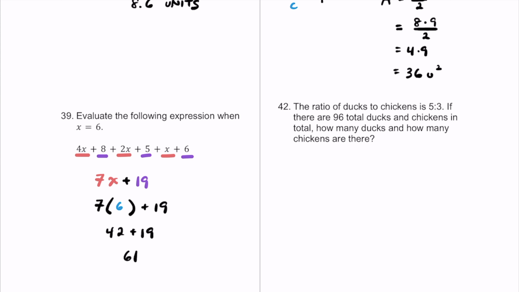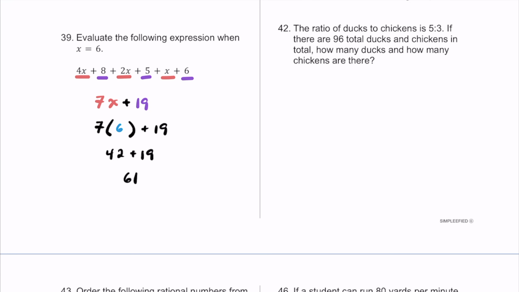For 42, the ratio of ducks to chickens is going to be 5 to 3. All right, so if we write our ratio of ducks to chickens here, that's going to be 5 to 3, okay? If we want to say what the total is for 5 and 3, the total is going to be 8, right? Because 8 is equal to 5 plus 3. And let's see, we're trying to get another ratio here, but now the total is going to be 96 instead.